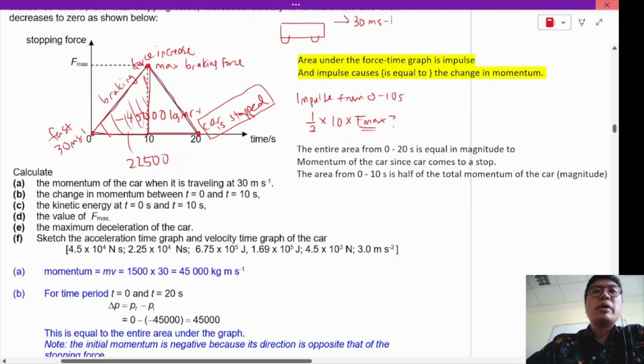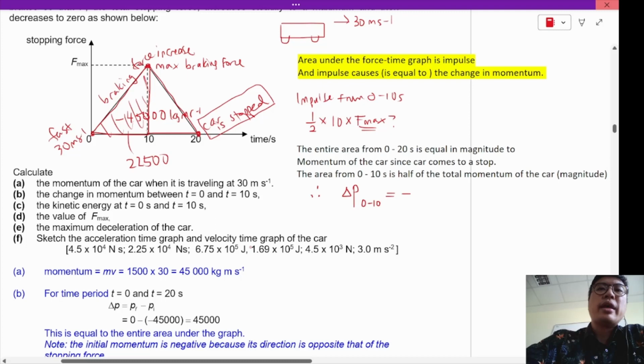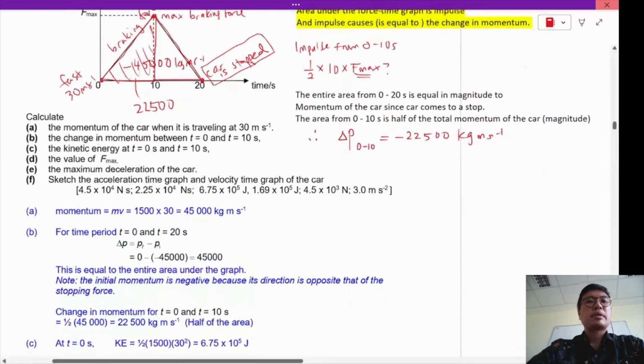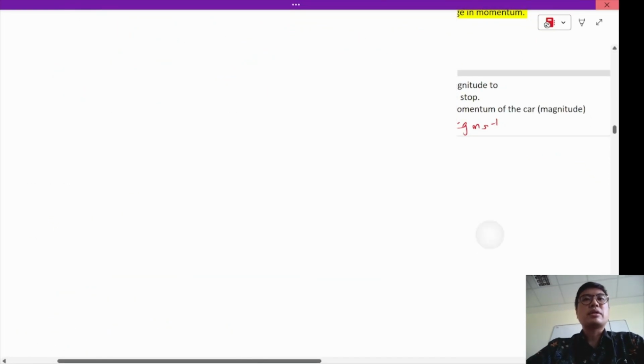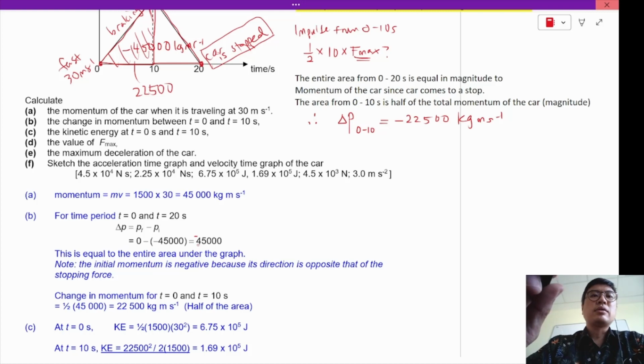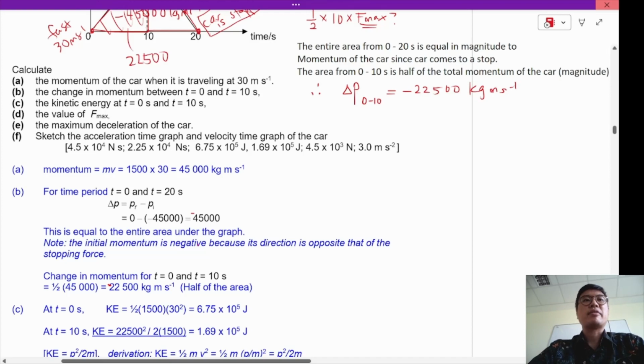So let's take a look. What is the change in momentum from 0 to 10? Therefore, the change in momentum from 0 to 10 will be negative 22.5 thousand kilogram meters per second, since the car is slowing down. Okay, if you take a look at the official solution, the change of momentum will be minus 45,000 for the full period, and then the change of momentum for 0 to 10 will be negative 22.5 thousand.